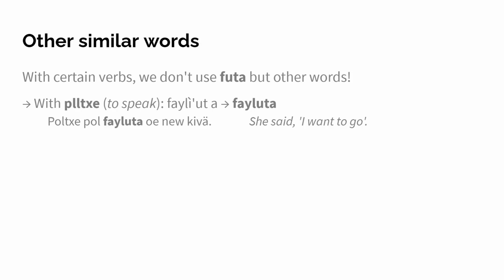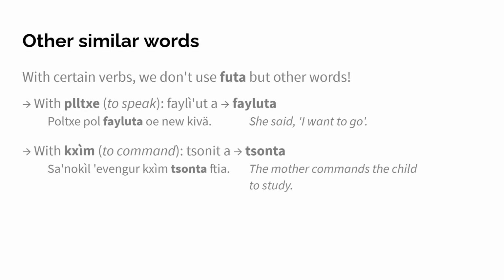Of course, we can also use the intransitive approach here with san and sik, so polt epo san or neokive sik, but phailuta is always an option too. With kim, which means to command, we use tsonta, which comes from tsonit a, so the obligation which is. One example, satnokil evengur kim tsonta ftia. The mother commands the child to study, or the mother commands the child the obligation to study.